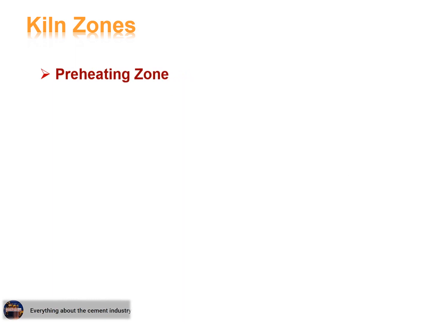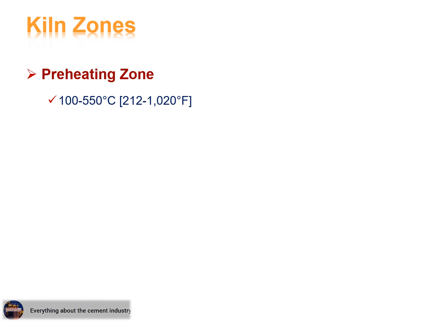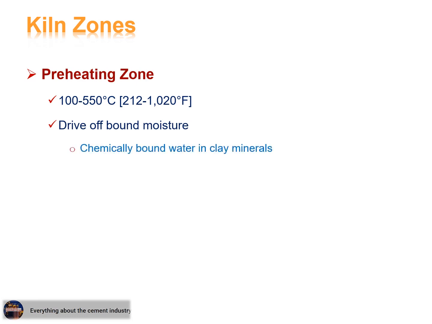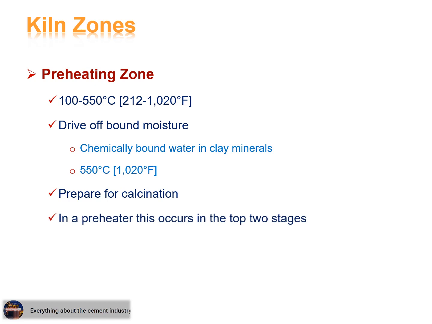Preheating zone. The temperature range in this region is 100 to 550 degrees. Temperature range to drive off bound moisture, chemically bound water in clay minerals, 550 degrees. Prepare for calcination. In a preheater, this occurs in the top two stages.